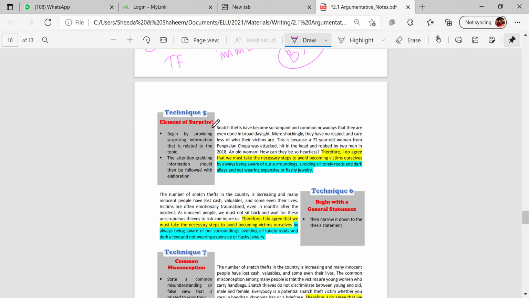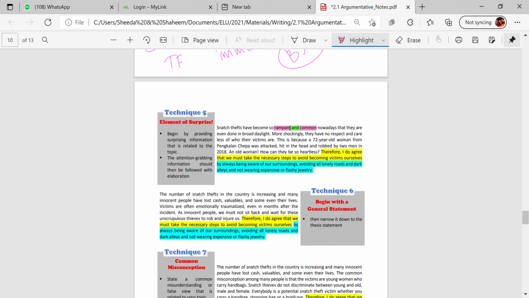Element of surprise. We're talking about snatch theft. Now, let's look at this. Snatch theft have become so rampant. What is rampant? Now, remember your contextual clues, people. What is so rampant? Okay, remember your contextual clue skills. If you do not know what rampant means, as you can see here, we have the linker and then there is another word here, rampant and common. Snatch thefts have become so rampant and common nowadays that they are even done in broad daylight. So in a way, remember your contextual clues.